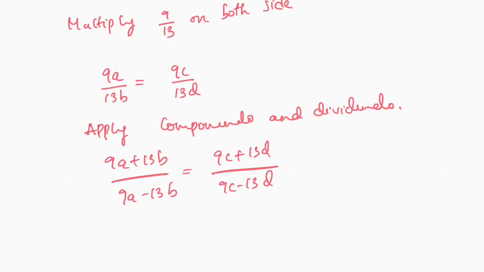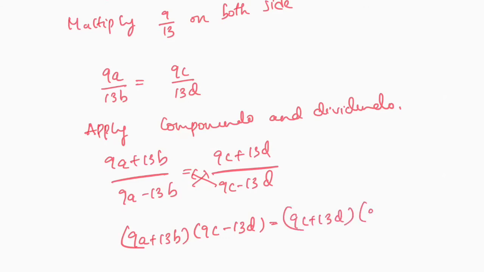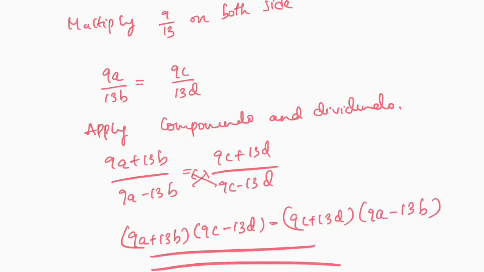But what do we need now? You need to get it in the form asked. So what do I need to do? I can cross multiply. So what I get is 9A plus 13B into 9C minus 13D equal to 9C plus 13D into 9A minus 13B. Whatever form they have asked, we need to make it to that form. This is how you prove it.